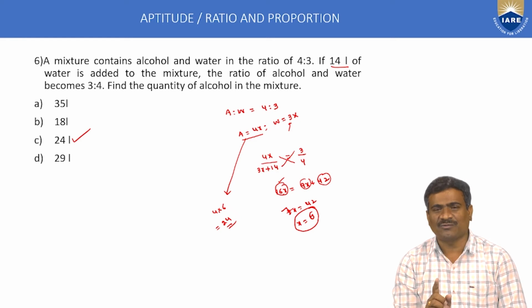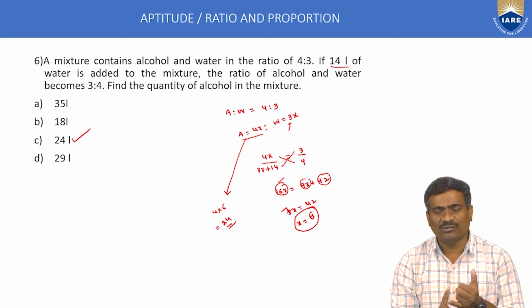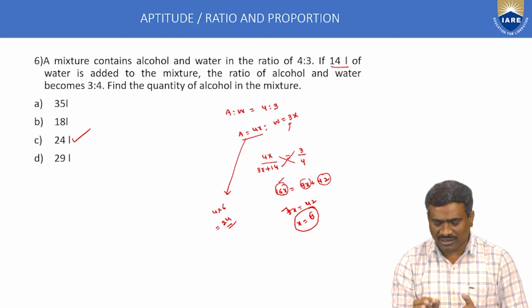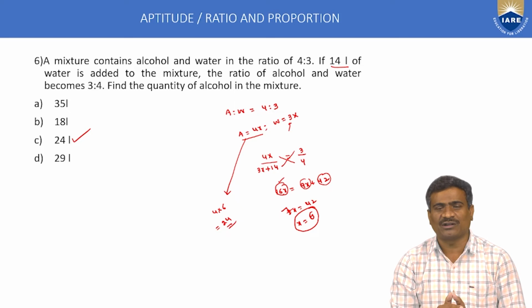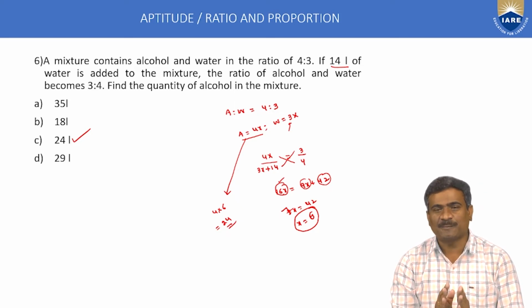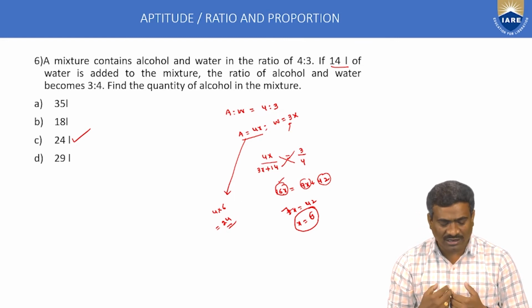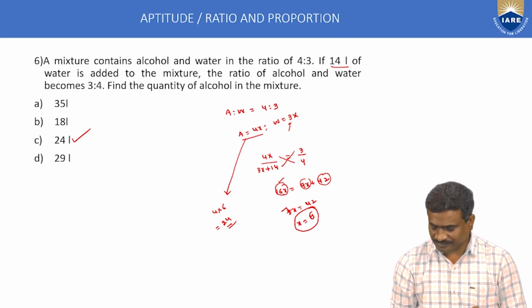Using that variable, find out only the x variable using that ratio. Calculate the water quantity or alcohol quantity. Water quantity is equal to 3x. 3 into 6, 18 liters. Alcohol quantity 4x. 4 into 6 is equal to 24. Here option C only is correct, but not option B. Option B indicates the quantity of water. We want the quantity of milk, that is equal to 24 liters.